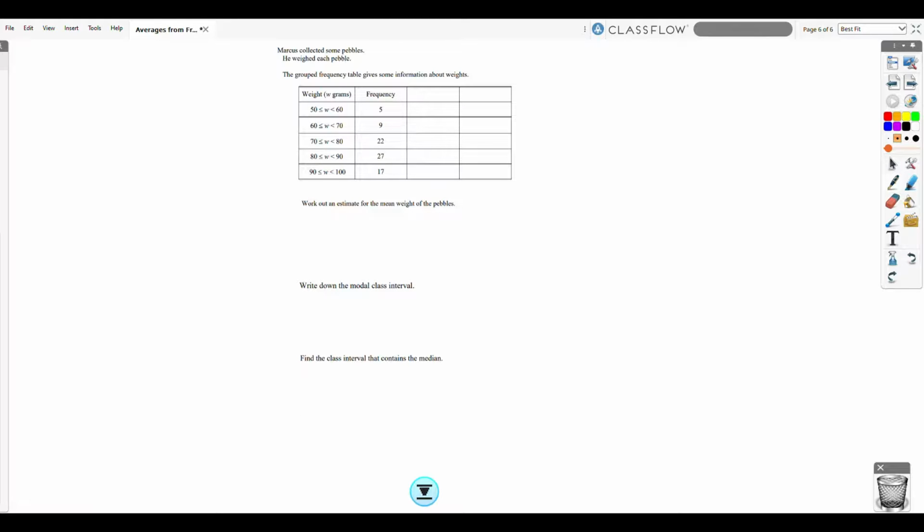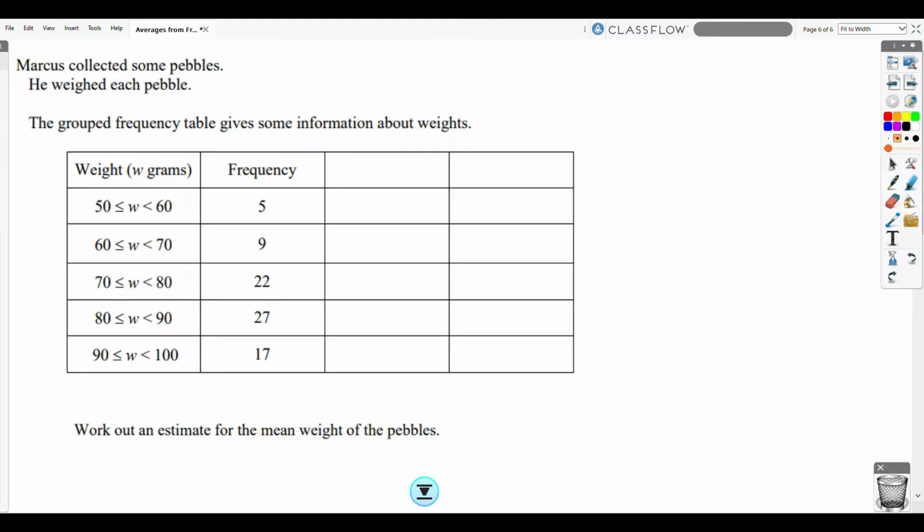Alright, final question here. We're going to work out the mean, mode and median. Now once again, because it's grouped data, we need a midpoint column. So we label that x. So it's 55, 65, 75, 85 and 95. And then once again, we're going to multiply across this f column by the x column using our calculators.